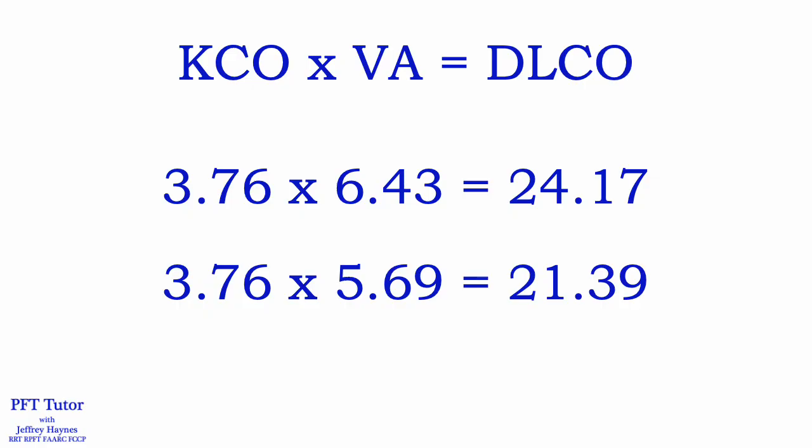And if you have a falsely elevated VA, that's also going to create a falsely elevated DLCO, because DLCO is the product of the KCO, or transfer coefficient, and the alveolar volume. So if we multiply the KCO of 3.76 times the alveolar volume of 6.43, we'll get a DLCO of 24.17. However, if we substitute the technologist's TLC for the elevated VA, we'll get a different outcome. So if we multiply the KCO times 5.69, her TLC, then we will get a DLCO of 21.39.